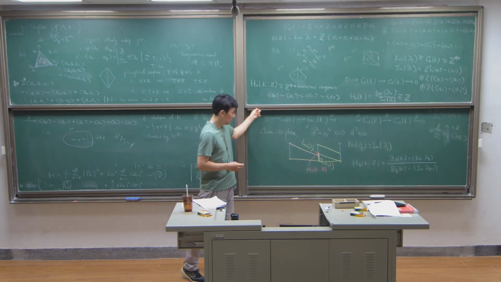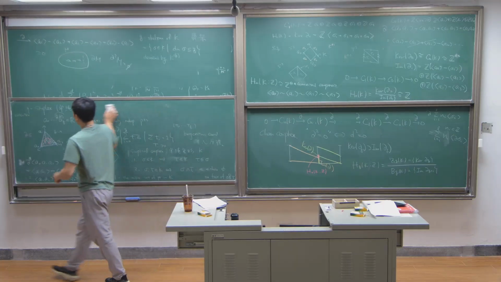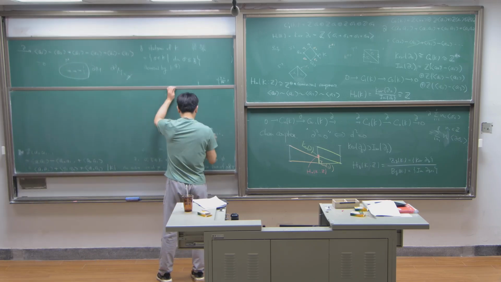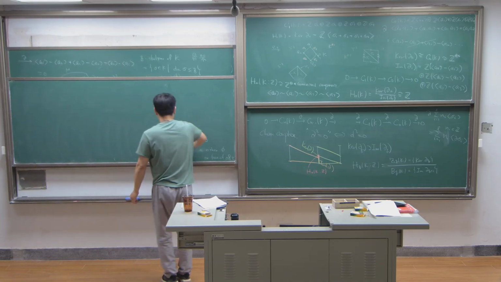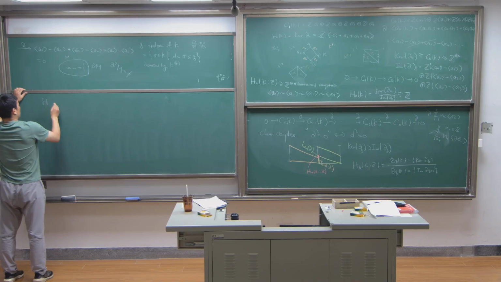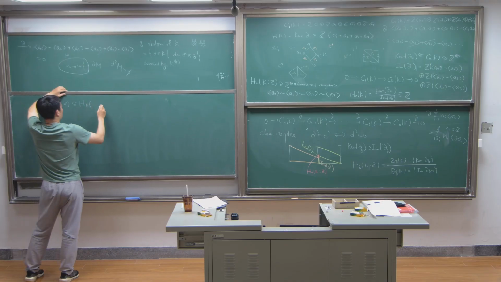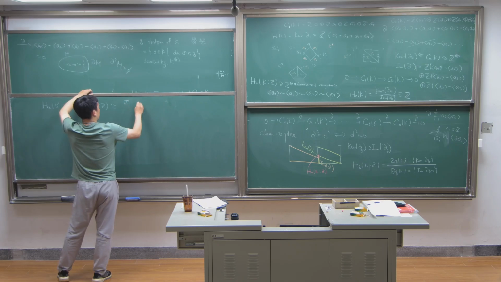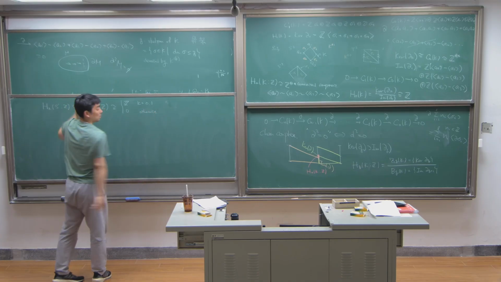So the summary is that H_K of S1, C is Z when K is equal to 0, 1, otherwise 0. Okay, so that's what it is.